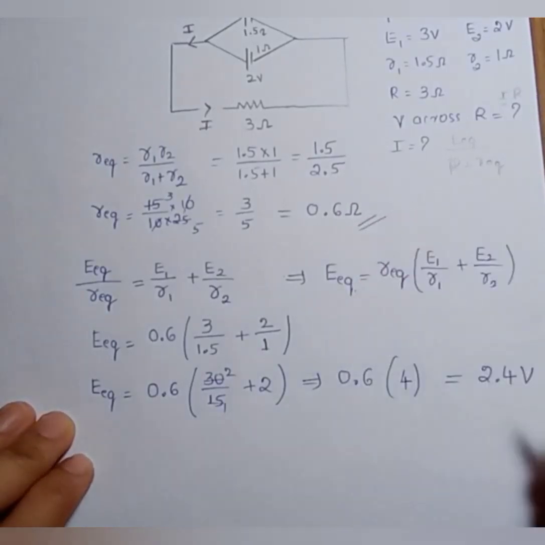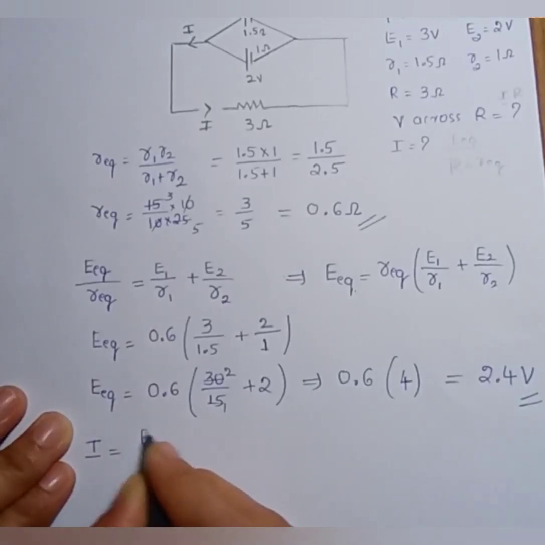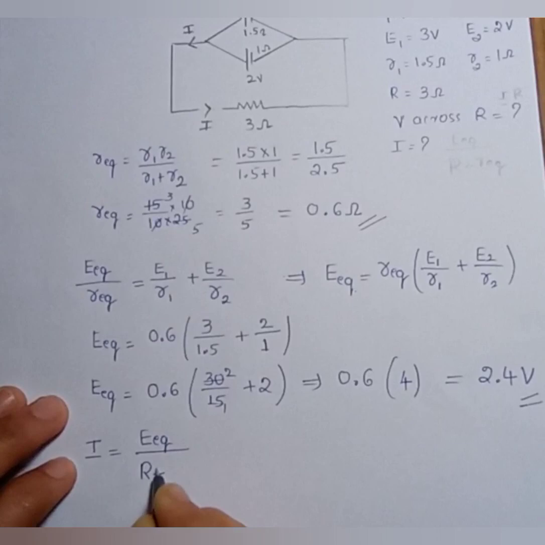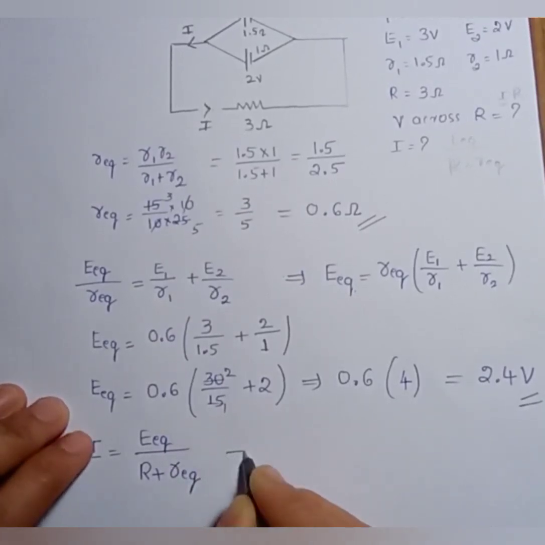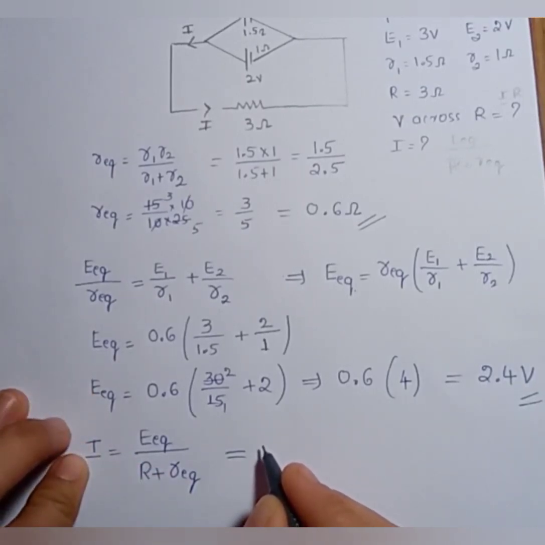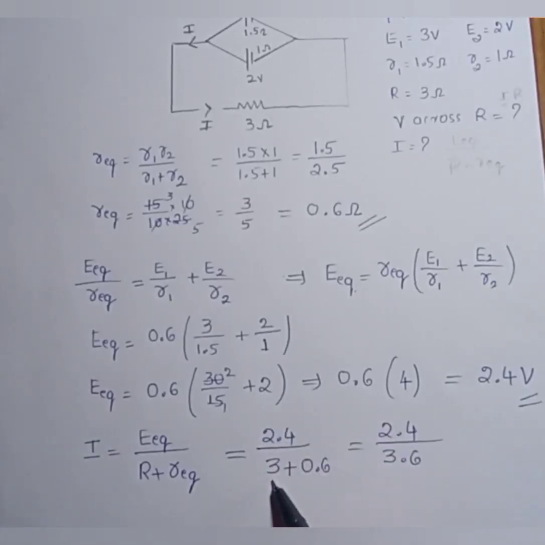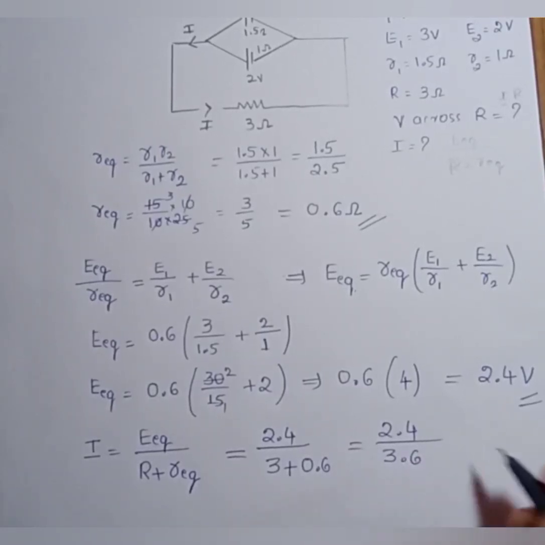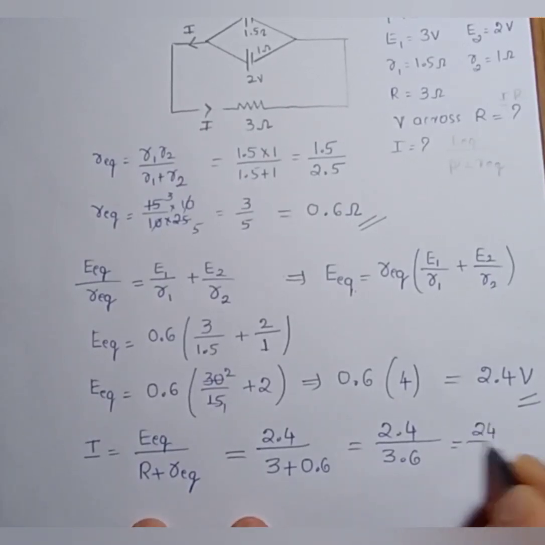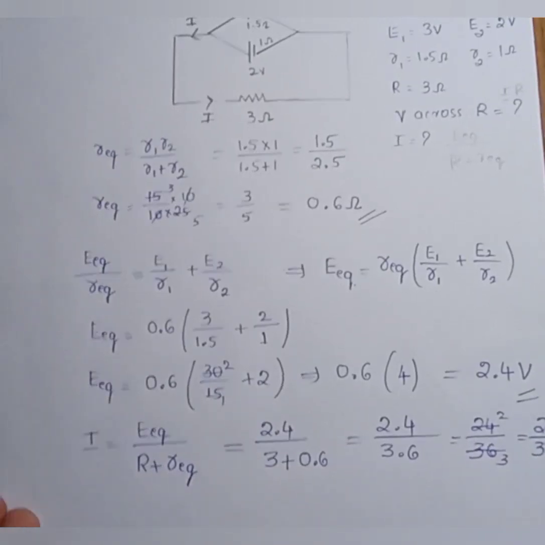We know the value of R equivalent and also the value of E equivalent. Now what do we have to find out? The value of I equal to E equivalent divided by capital R plus R equivalent. Now substitute the values of E equivalent and R equivalent in this expression. Then we will get the value of I. 2.4 divided by R plus 0.6, which is equal to 2.4 divided by 3.6, which is equal to 24 divided by 36, which gives the value 2 divided by 3 amps.